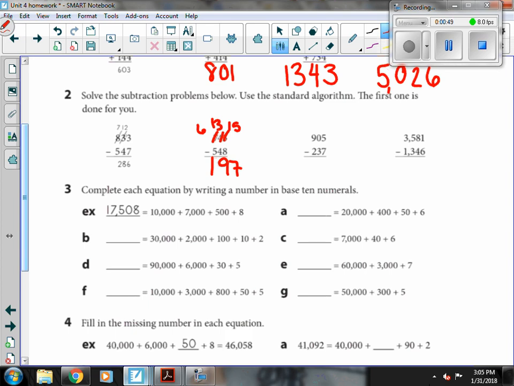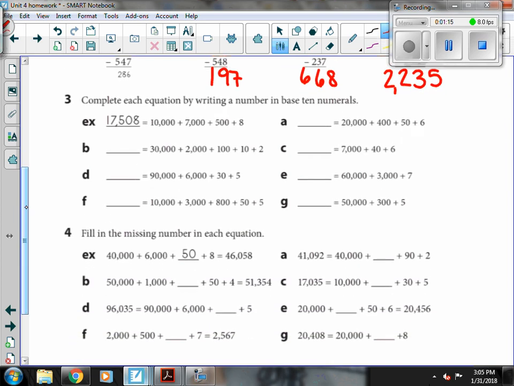My next one, can't do the first one, so I've got to borrow. 15 minus 7 is 8, 9 minus 3 is 6, 8 minus 2 is 6. And the last one, I can't do 1 minus 6, so I borrow. 11 minus 6 is 5, 7 minus 4 is 3, 5 minus 3 is 2, and 3 minus 2 is 2.